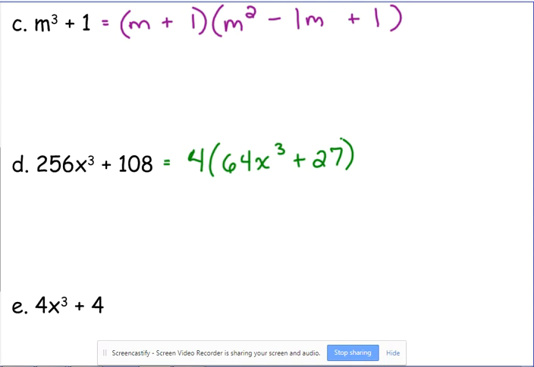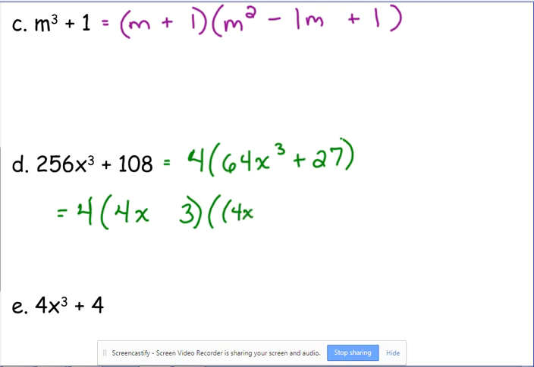Okay. So now let's factor our sum of perfect cubes because 64 and 27 are perfect cubes. So don't forget, you got to bring down that GCF. It doesn't just disappear once we factor it out. It's still there. So the cube root of 64 is 4. The cube root of x cubed is x. Cube root of 27 is 3.